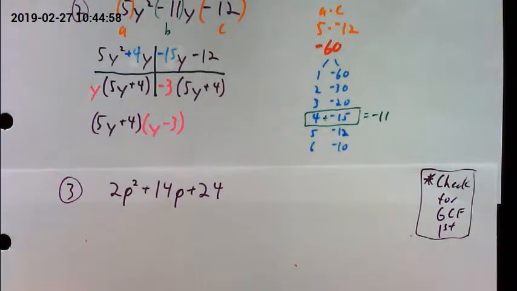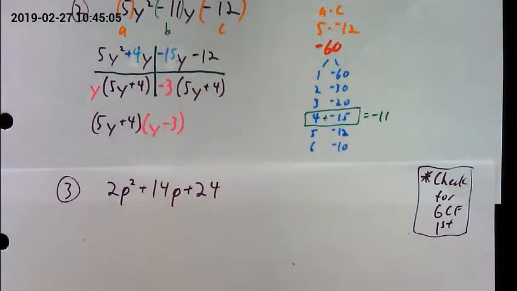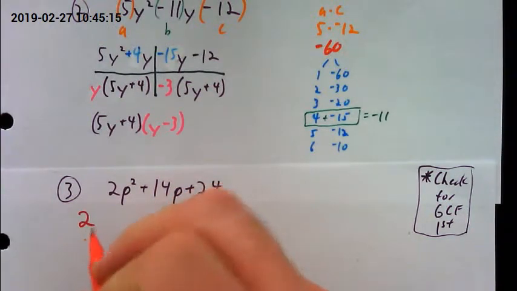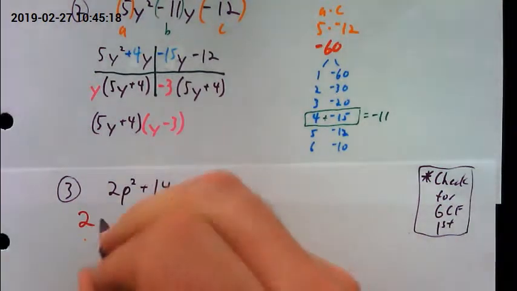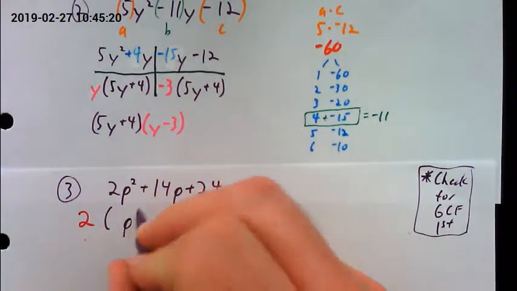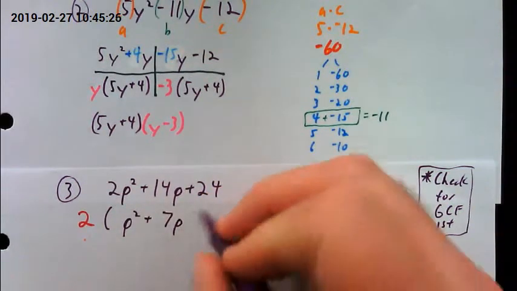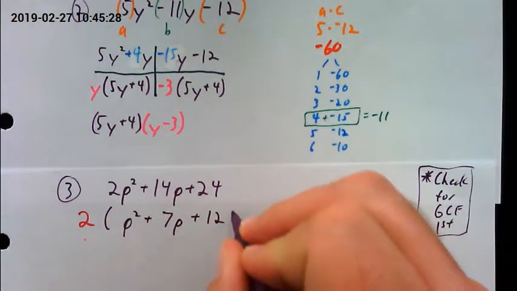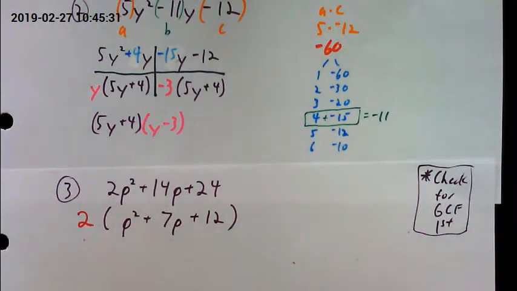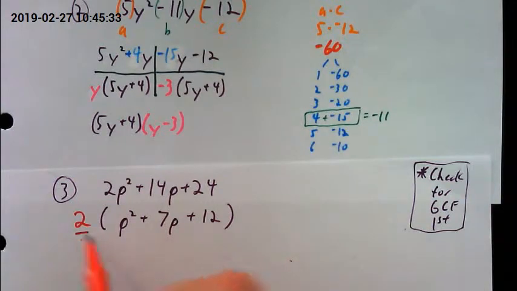Now, on this one, what is our common factor that we can take out? Two. All right, so we're going to take out that common factor of 2. So take 2 out to the front. It leaves us with p squared plus 7p plus 12. Now again, this 2 we won't need again until the end.